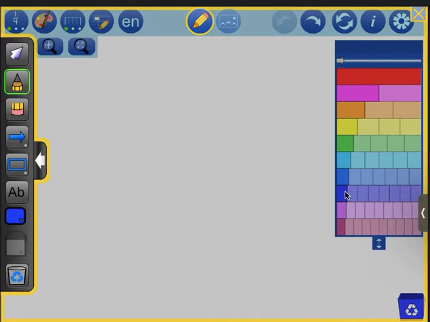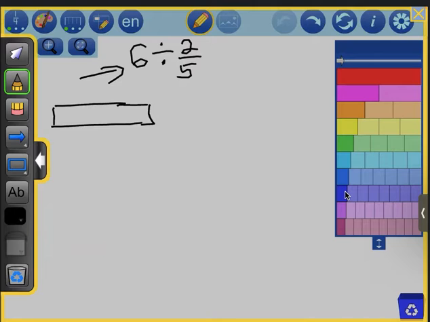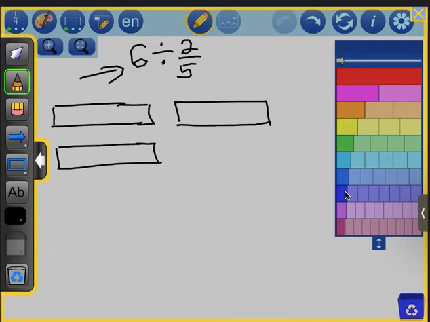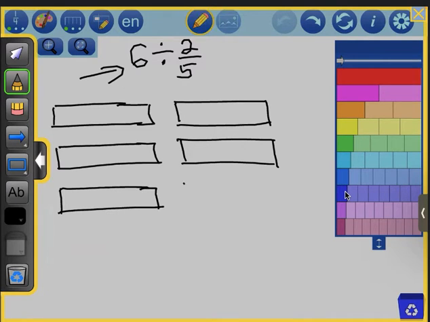Now, let's try another one. See if I can make this smaller. Okay, and we're going to do 6 divided by 2/5. So my first thing is I'm going to draw 6 wholes. 3, 4, 5, 6. Okay, and I want to divide these wholes. I want to divide them into fifths, right? That's my denominator. So I do that.